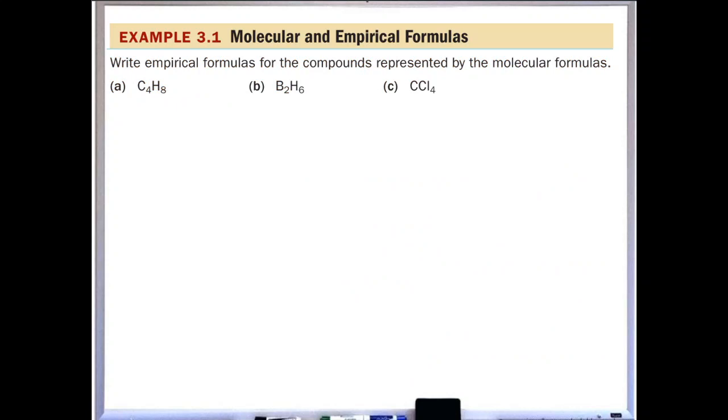Okay, the next one. It says write the empirical formulas for the compounds represented by the molecular formulas. Okay, again, give this one a try. So this is the molecular formula. They just want you to write the empirical formula. Let's give this one a try real quick, and when you come back, we'll go over it.